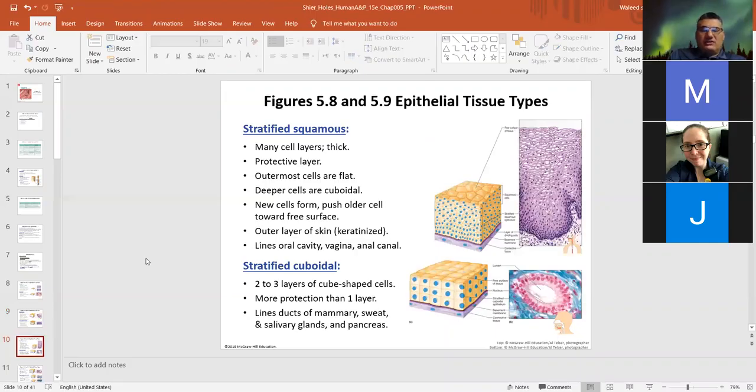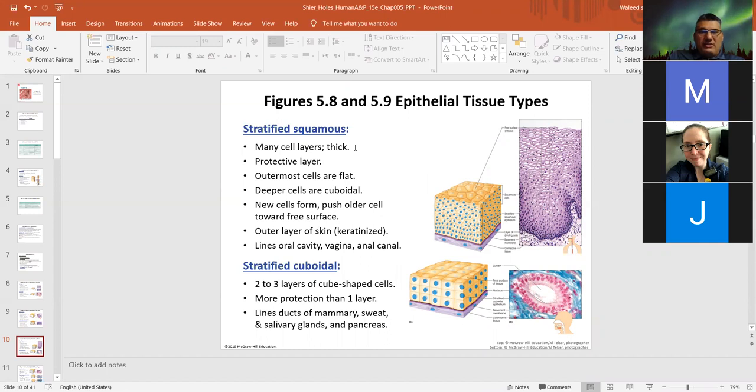Now the three stratified, same thing as we mentioned with simple squamous, simple cuboidal, simple columnar. This is stratified squamous, stratified cuboidal, and stratified columnar. What does stratified mean? Two or more. Most of the time it's a lot, but scientifically, anatomically, if it is two or more, we call it stratified.